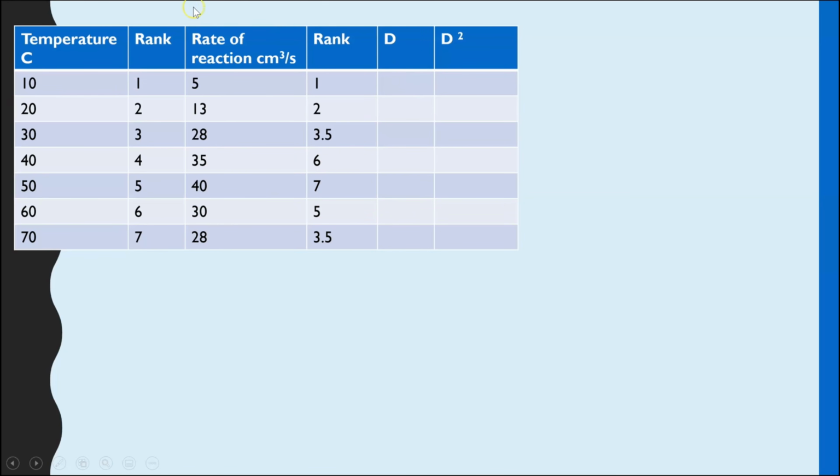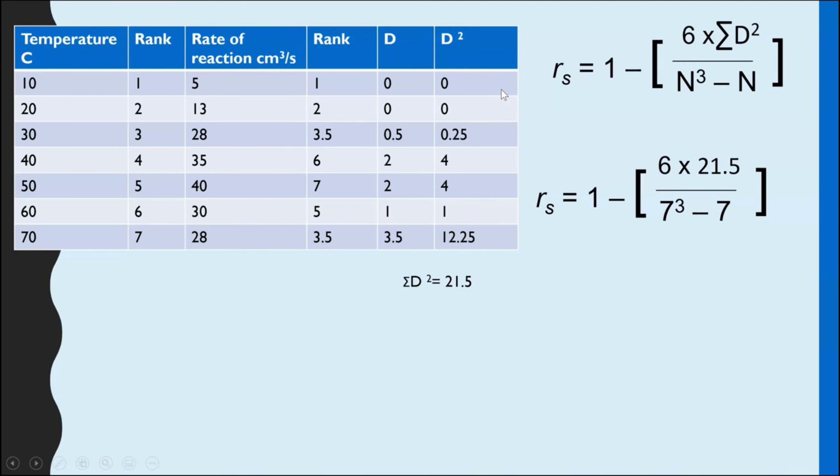D is working out what is the difference between the ranked values. So 1 and 1, there's no difference. 2 and 2, there's no difference. But then we've got 0.5, 2, 2, 1, and 3.5. Then we square those differences, and then we add all of that column together, so the sum of d squared, and in this case that is 21.5, just adding up that column.